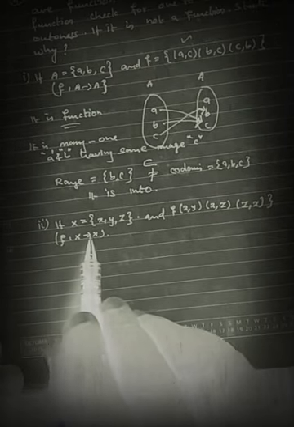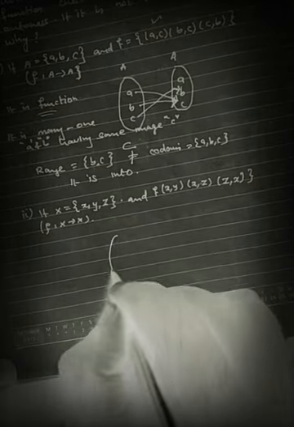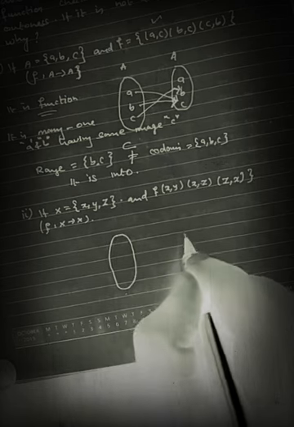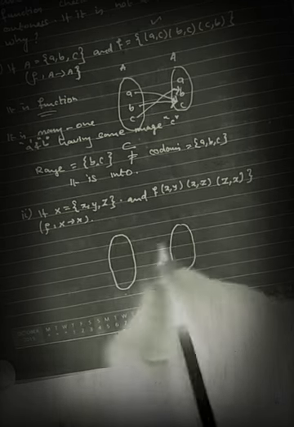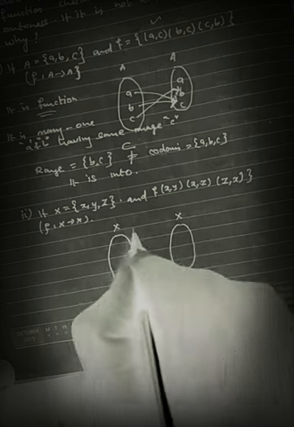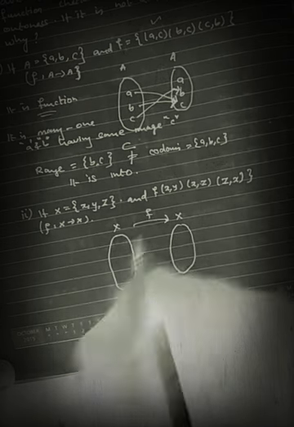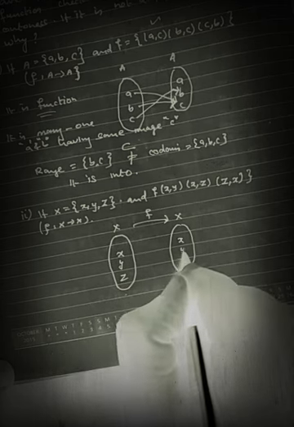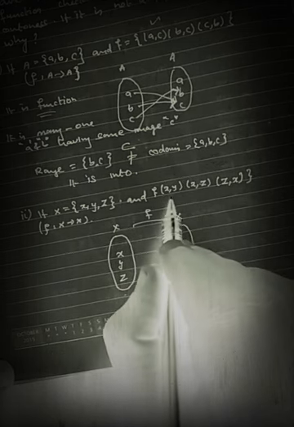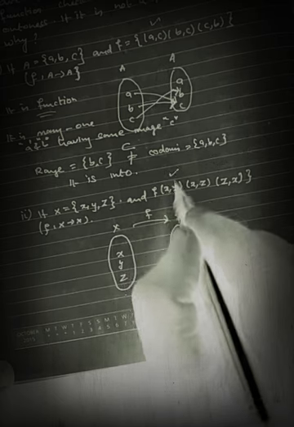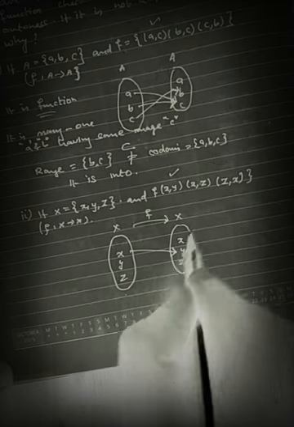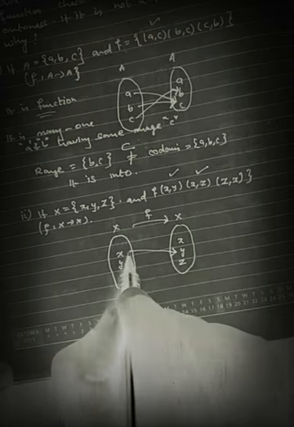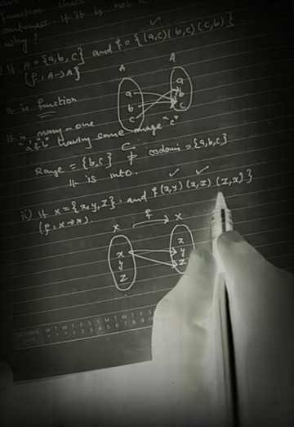If X equals {x, y, z} and a function is given. Again they are saying f is a mapping from X to X. So again I am drawing a similar picture like this, domain and codomain. This is also X, this is also X. We need to check whether it's a function or not. So this is x, y, z, and here also x, y, z. x is mapping to y, that I have written. Next, x is mapping to z, and z is mapping to x.